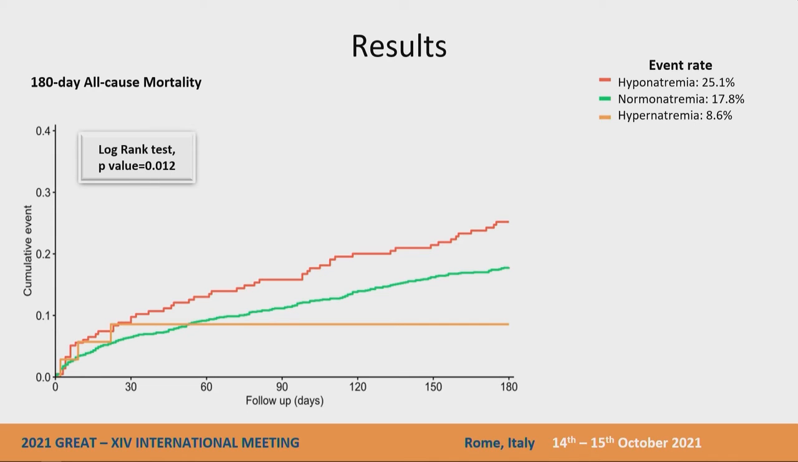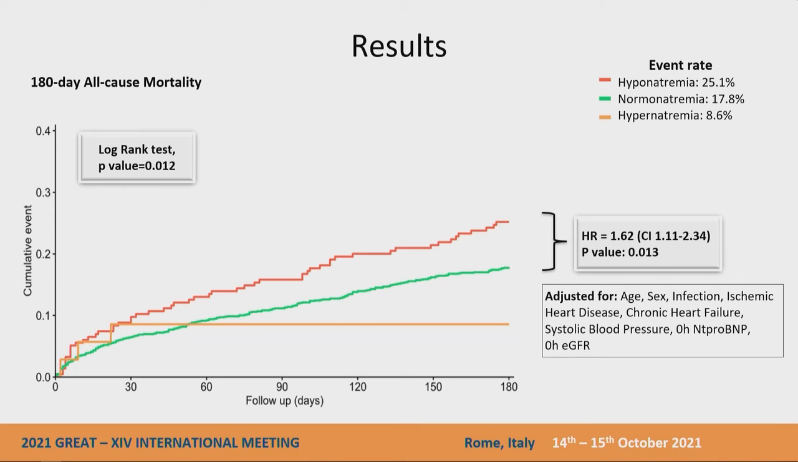As you can see from the Kaplan-Meier curve, the all-cause mortality rate at 180 days post-discharge was significantly higher for the hyponatremia group in comparison to normonatremia and hypernatremia groups. The event was observed in 25.1% of hyponatremic patients. Moreover, to assess the independent relationship between sodium status and clinical outcome, multivariable Cox regression analysis was performed.